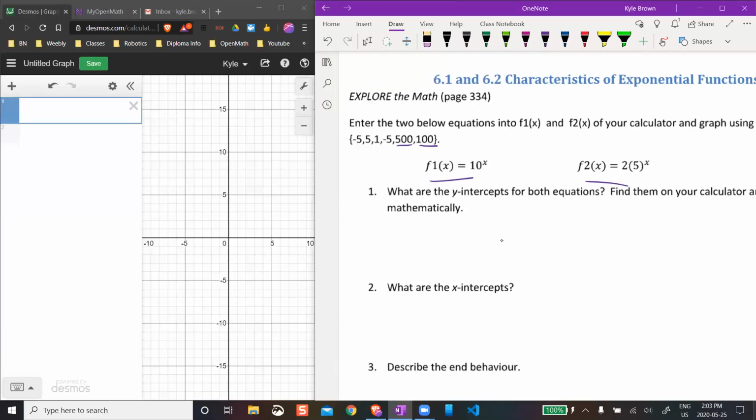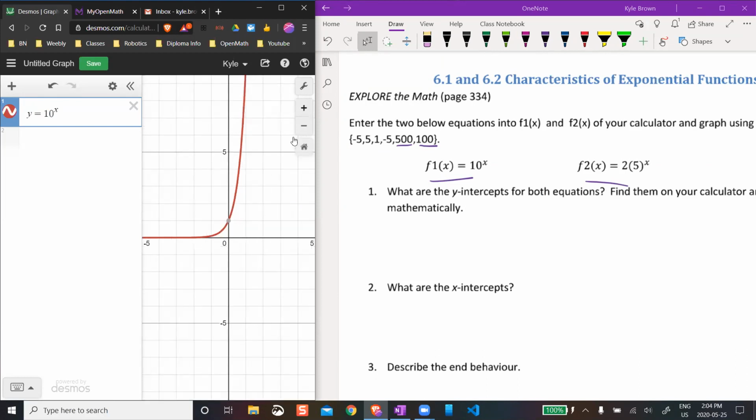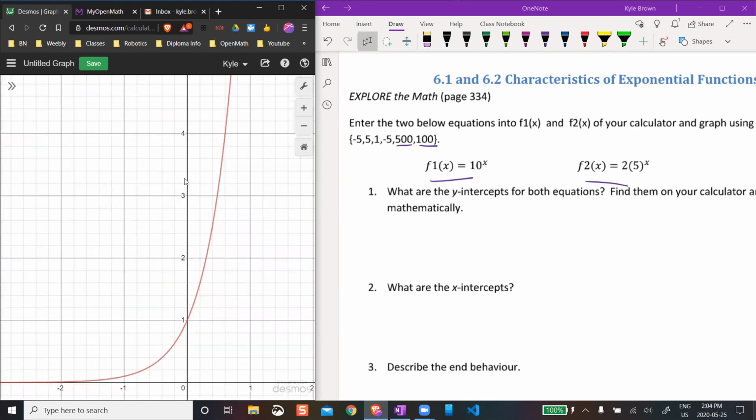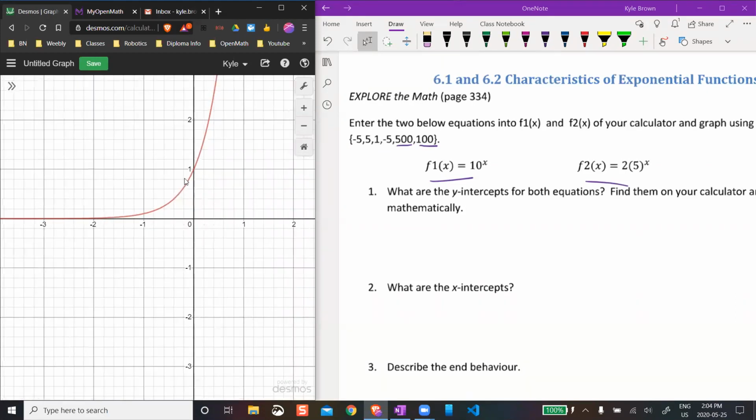Anyway, so I'm going to type them both into my calculator here. I'm going to say y is equal to 10 to the power of x, and see what that looks like. So this right here is the general form for our graphs.